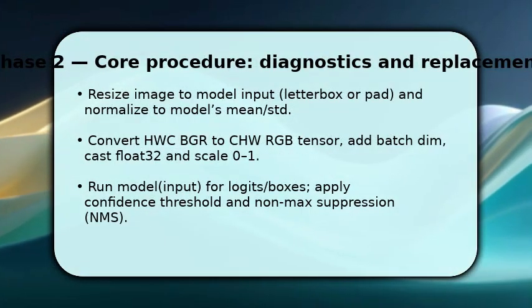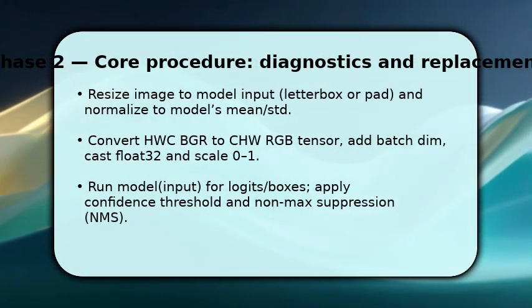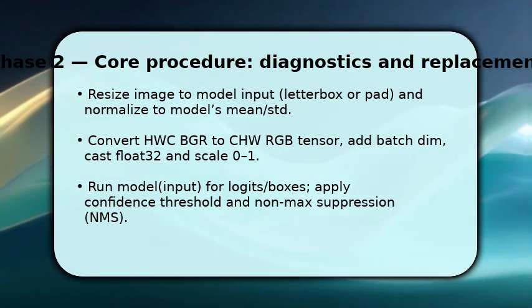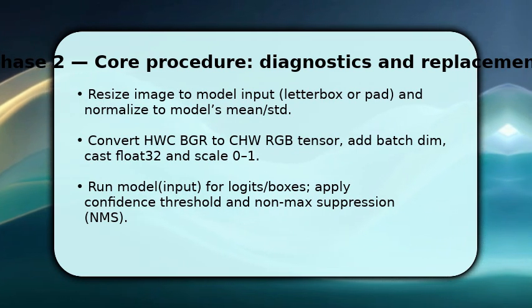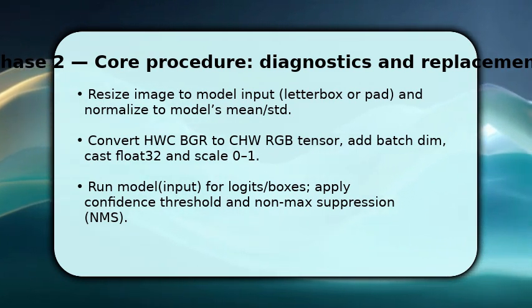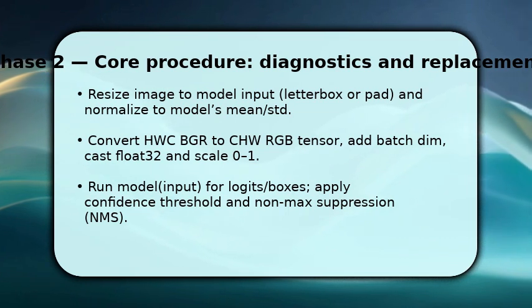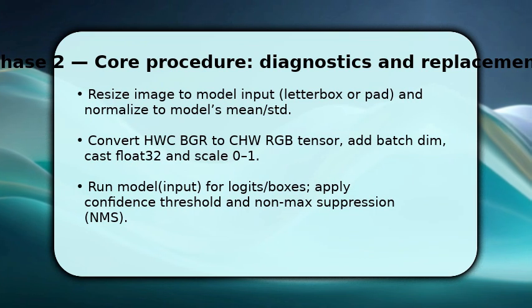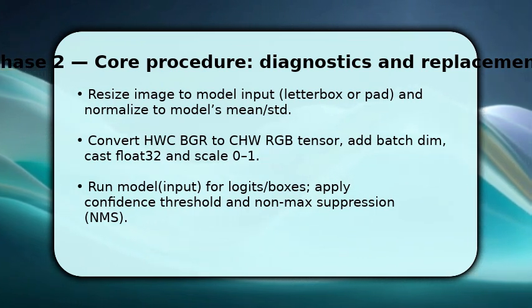Now you handle preprocessing and run inference. Resize or letterbox the image to the model's expected shape, normalize using the model's mean and STD, and convert OpenCV BGR to RGB. Then transpose to CHW, add a batch dimension, and cast to float32. Scale pixel values to 0 to 1 if required.